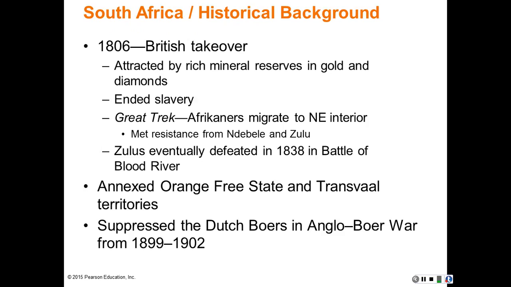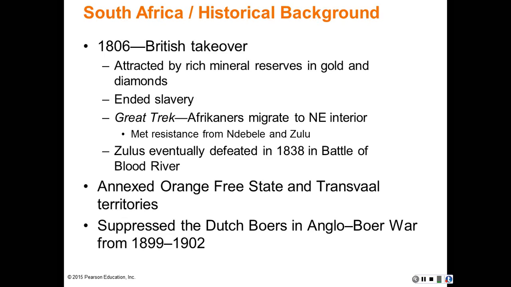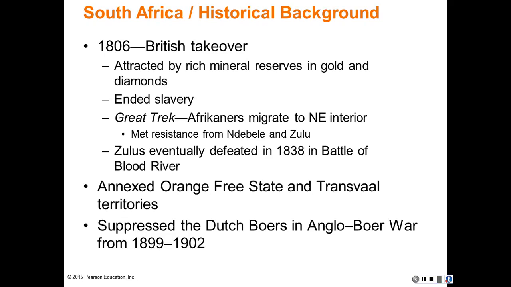Now we'll move to South Africa and take a look at a historical background. In 1806, British took over this region. They were attracted by rich mineral reserves and gold and diamonds. During this period, they ended slavery, but began kind of a conquest for control of the region. This included battling with the Afrikaners, the farming communities of Dutch origination.